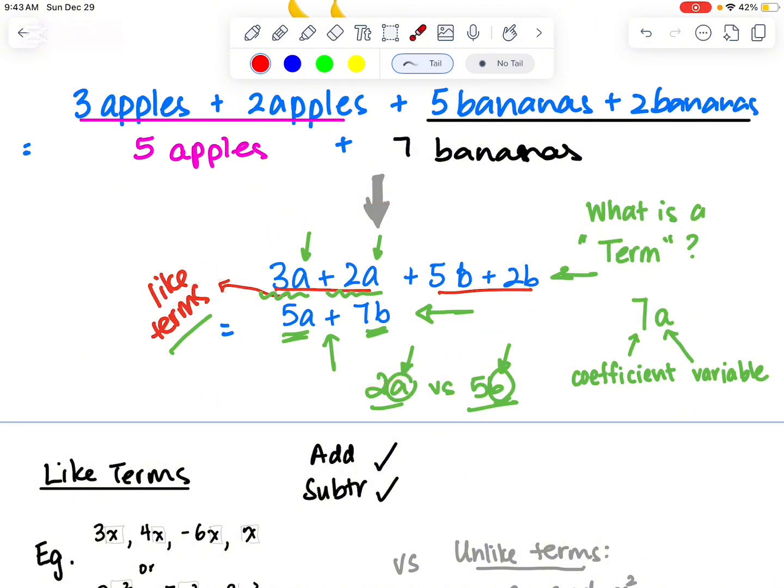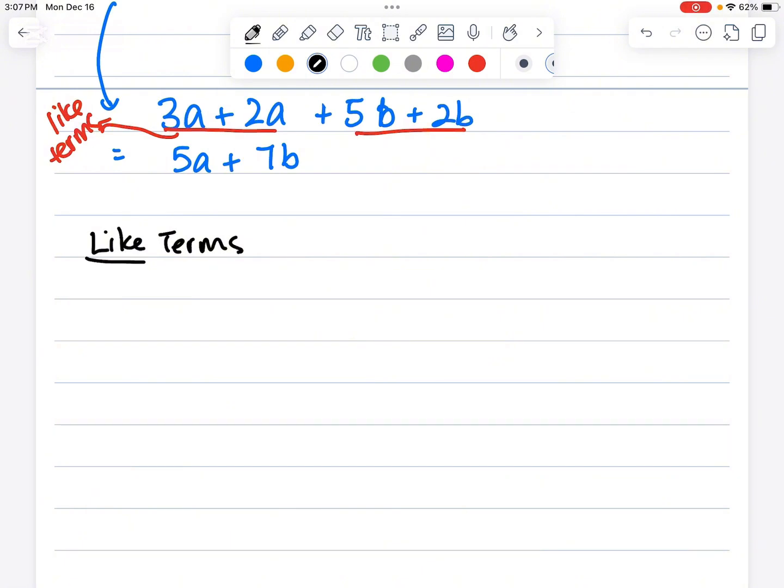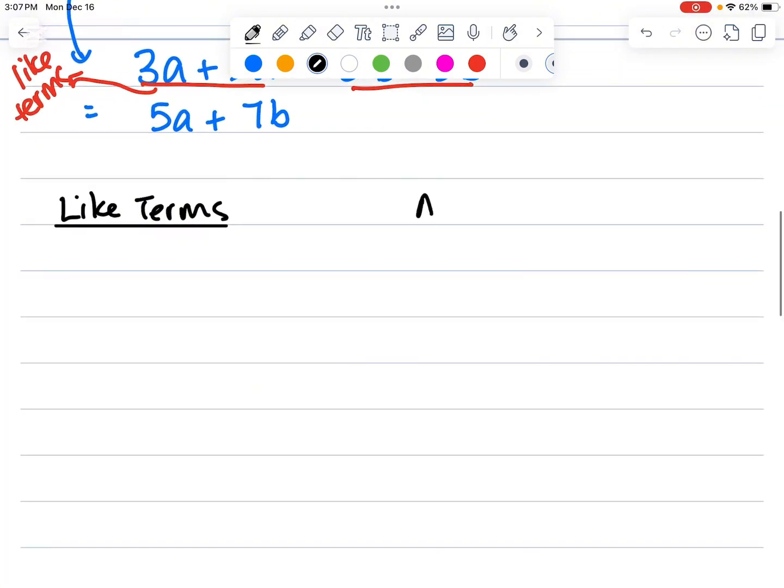But again, this is just to clarify a little bit about what a term even is before we go into more depth about what a like term is and what an unlike term is. It's important to know what like terms are and what like terms aren't, because we're allowed to add and subtract like terms.